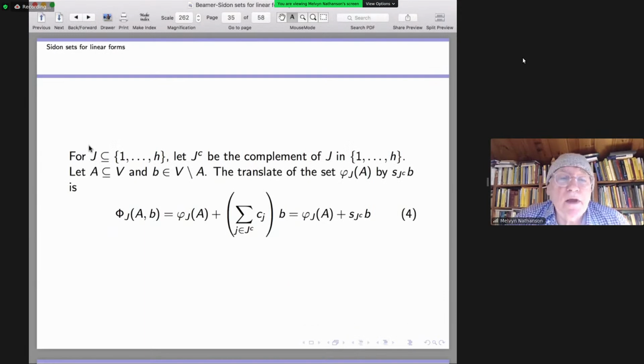So we have our linear form phi. We take a set J of indices. J^c is the complement of J. If you take any set of vectors A and any vector B that's not in A, you can look at phi_J of A and translate it by this. This is B times the scalar. This is the sum of the coefficients that aren't in the set J. So phi_J of A, B means the image of A under phi_J translated by this vector.